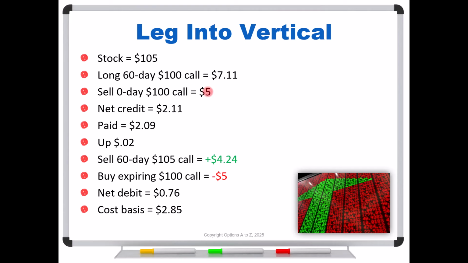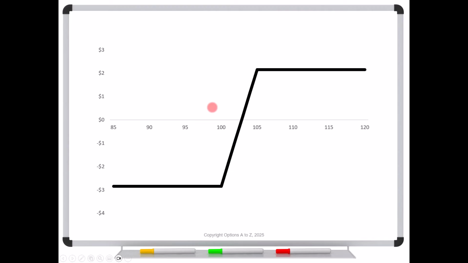So once we've done this, we have legged into now a 60-day 100-105 vertical spread. There's our bend at 100, bend at 105. So the current curve looks like this. We have 60 days to go, and the stock is right here at 105. So we definitely need to be bullish if we're going to do this morph. Now, the good news is we're in an area of positive theta. This is going to appreciate over time.